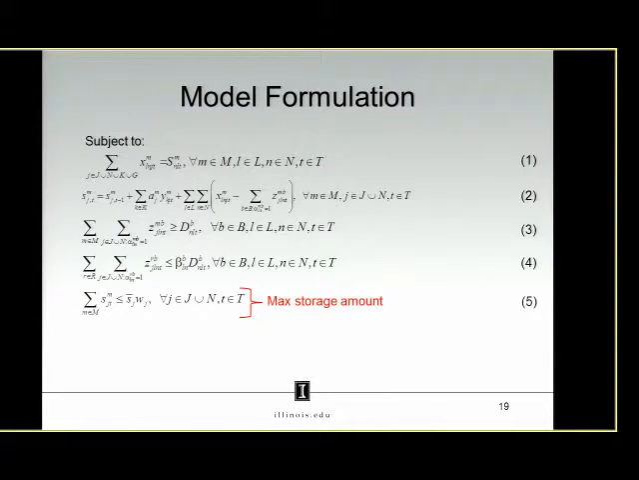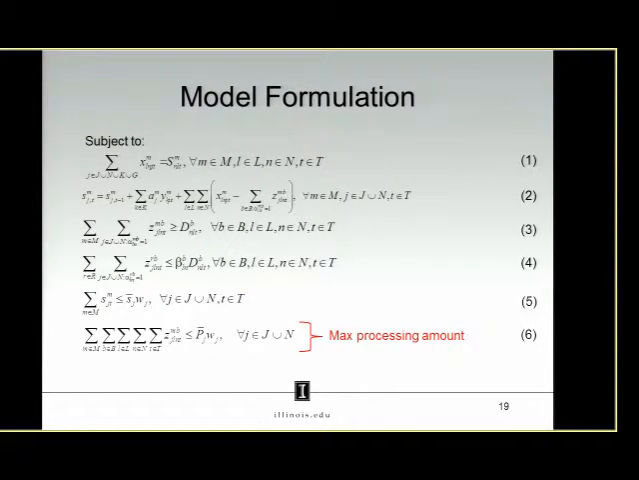At every processing area location, we can only store so much material, so we have a constraint for that. And additionally, at every staging area location, we can only process so much material. So we have a constraint limiting how much we can process.